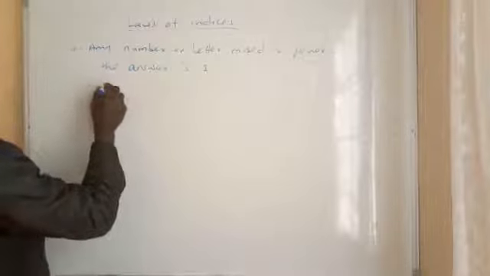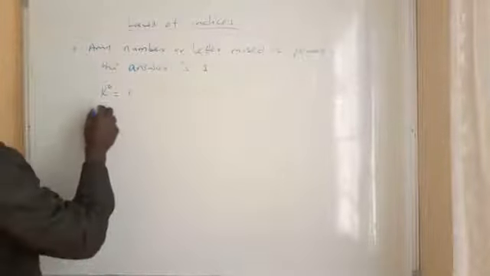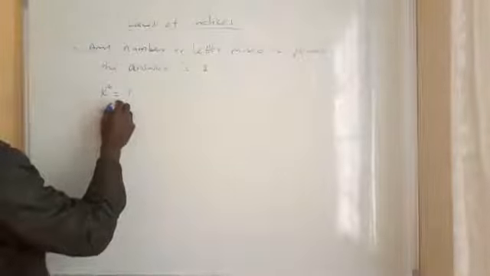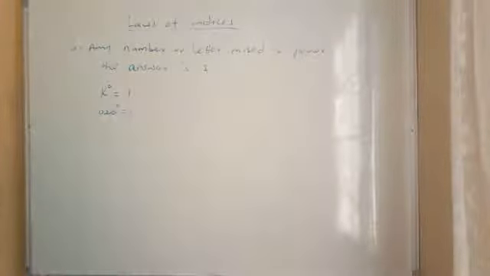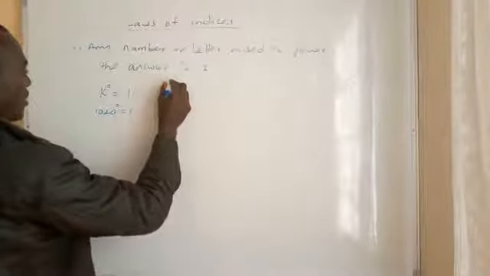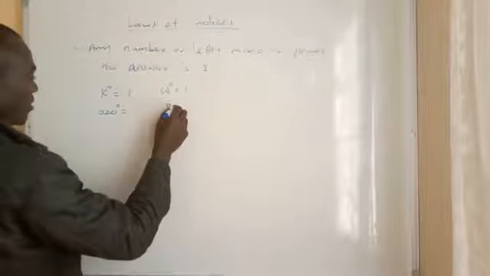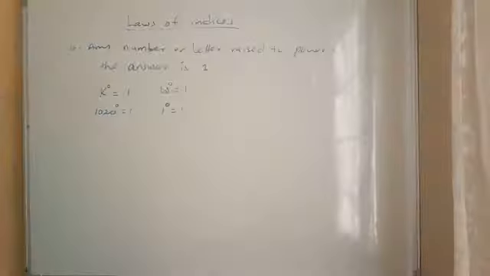So that means k power 0, what is the answer? 1. 10, 20 power 0, the answer is 1. W power 0, it is 1. 1 to power 0, the answer is what? 1. Any number, if you raise it to power 0, then the answer becomes 1.